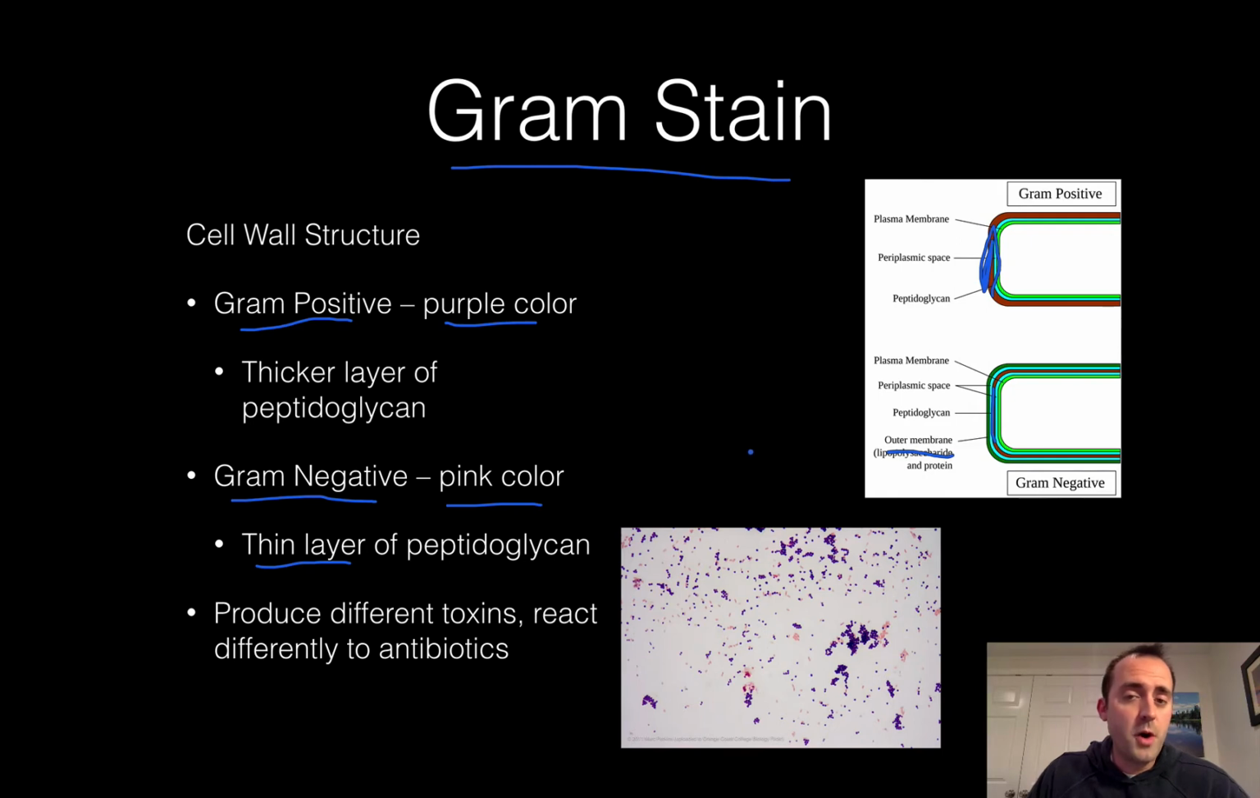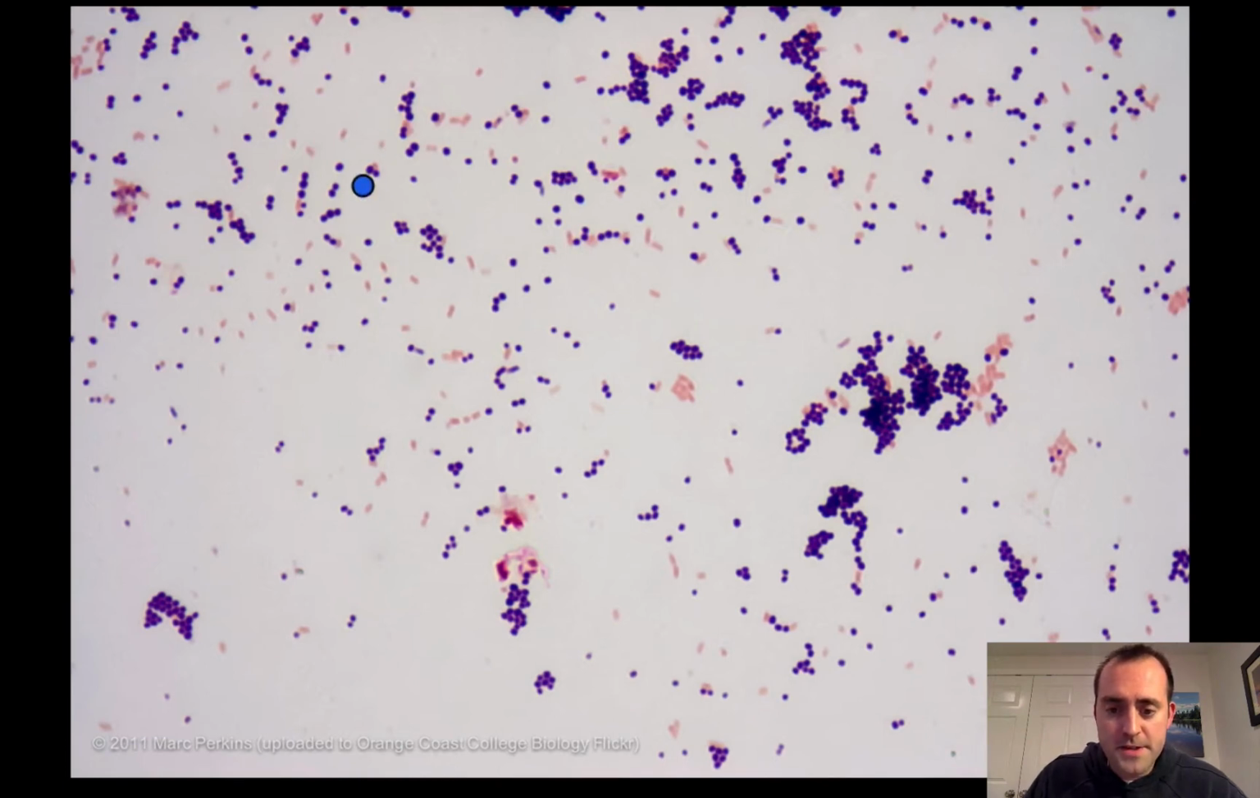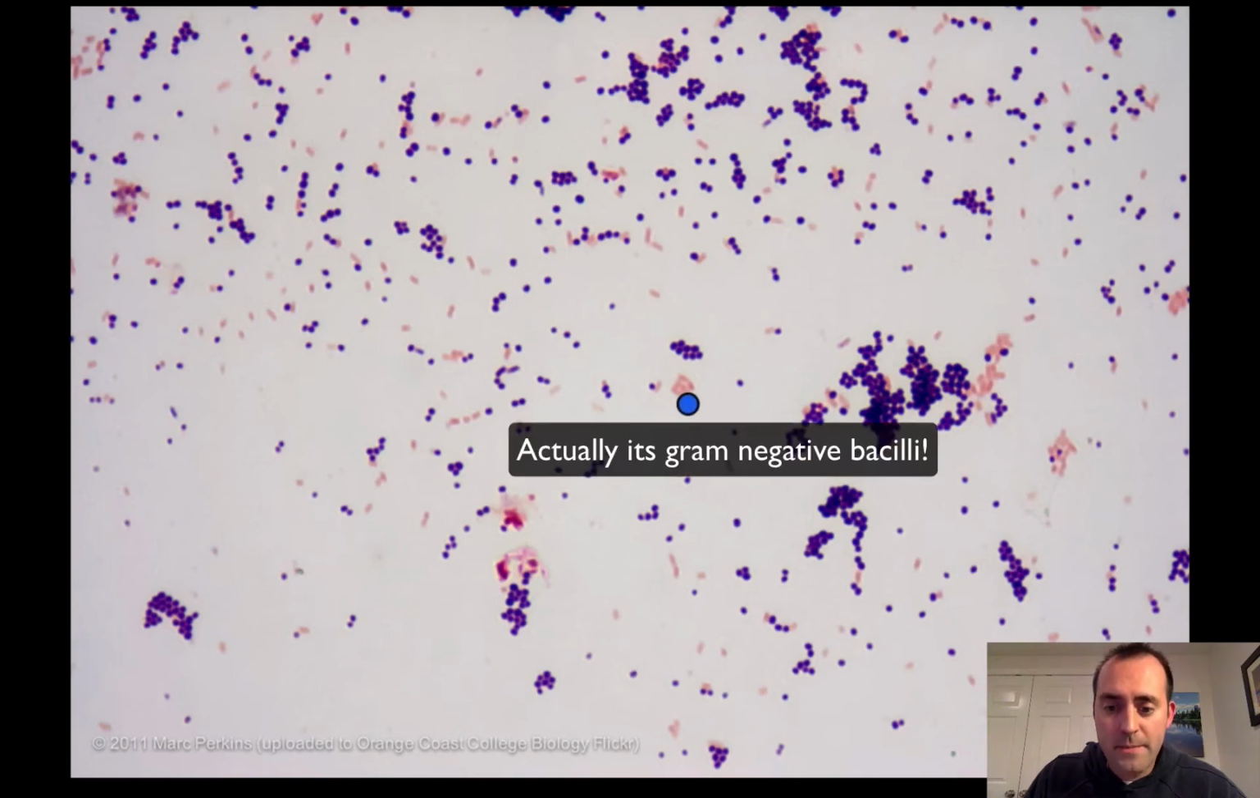The importance of knowing the type of bacteria, especially if you have an infection that you're dealing with, is because these different bacteria, gram-positive and gram-negative, tend to produce different types of toxins and react differently to antibiotics. So it's important for a doctor to know if you have a gram-negative infection or a gram-positive infection, and then they can prescribe the correct type of antibiotic. If you look at this picture down here, we can definitely see there are both types of bacteria. It looks like gram-positive cocci bacteria, and gram-negative cocci bacteria here in pink.